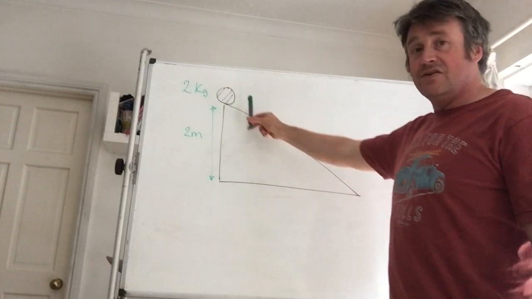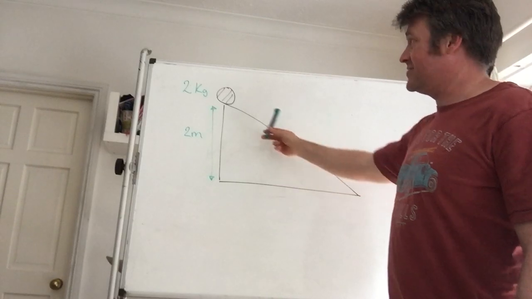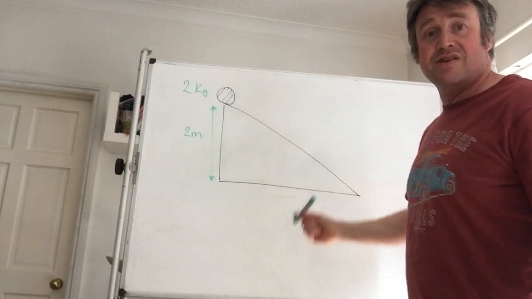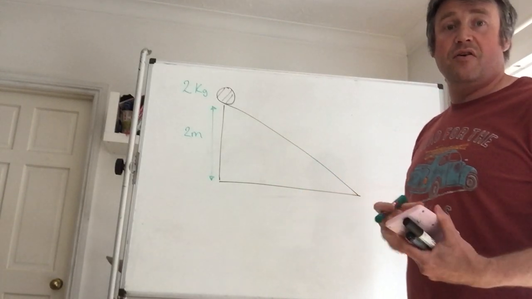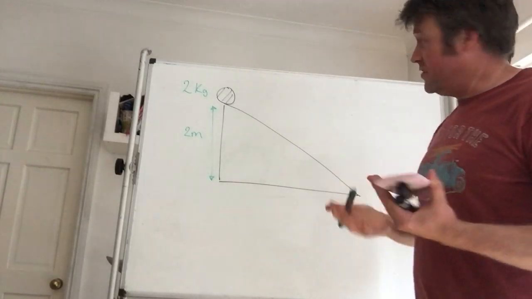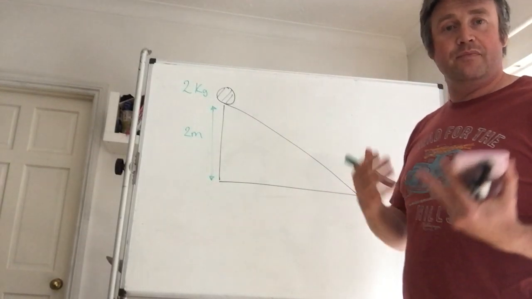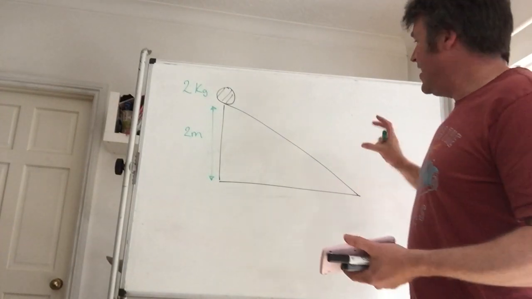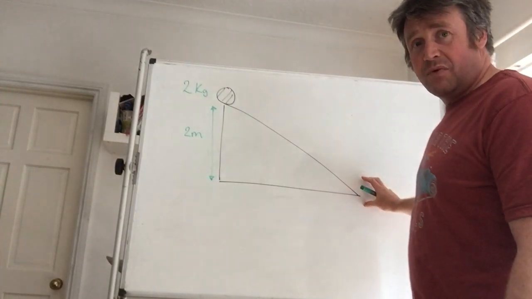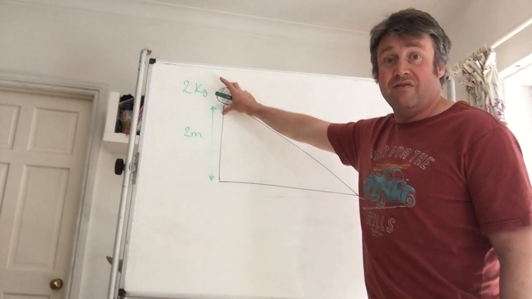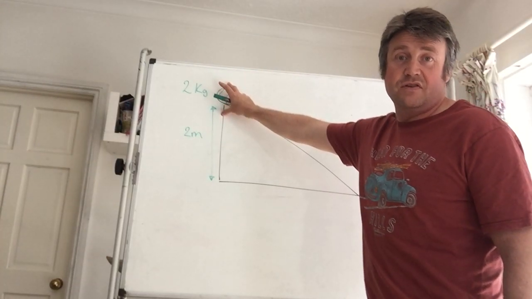Now, in reality, some of that energy, as we've said, is going to get dissipated to the surroundings due to friction as thermal energy. But for these problems, it tells you not to take account of that, because we're talking about the maximum. So the maximum kinetic energy at the bottom is always going to be equal to whatever the gravitational potential energy was at the top.